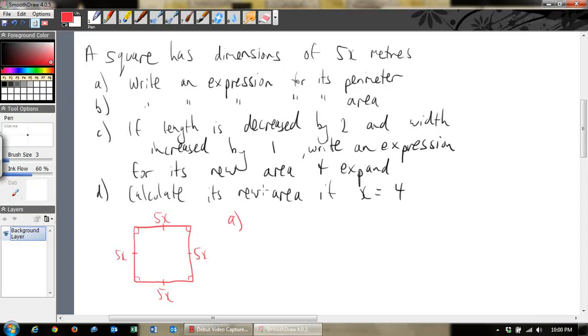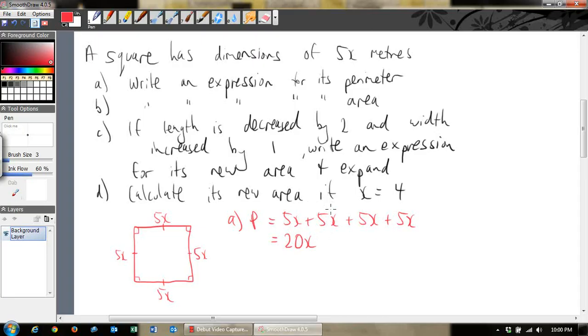Part A. Write an expression for its perimeter. How do we figure out perimeter? Well, the perimeter is just adding all the sides up together. So it's just going to be 5x plus 5x, you get the idea. If you're smart, you would just times it by 4. But I've been really dumb. 5x plus 5x plus 5x plus 5x is just going to be equal to 20x. So the perimeter is equal to 20x.